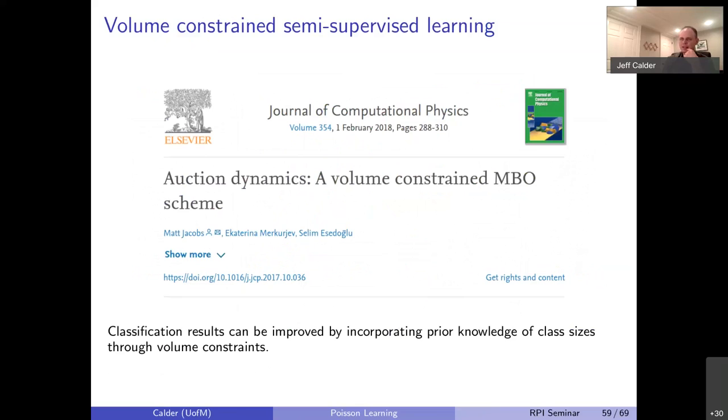Let me just say in the last few minutes, the way you can improve these results still is to use volume constraints. So this is to say, I have some prior knowledge about how large each class should be, so I should enforce the final classification to respect those proper class sizes. We were inspired by this paper by Jacobs, Merkurjev and Esedoglu, where they did a volume constrained MBO algorithm, which they used for graph-based semi-supervised learning, and they showed very good results on MNIST at very low label rates when you have the volume constraints that all the classes have the same size.